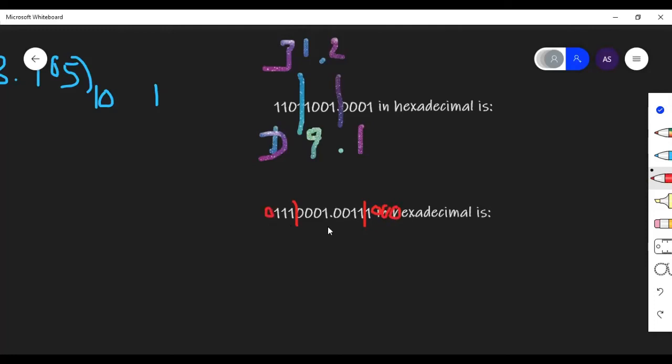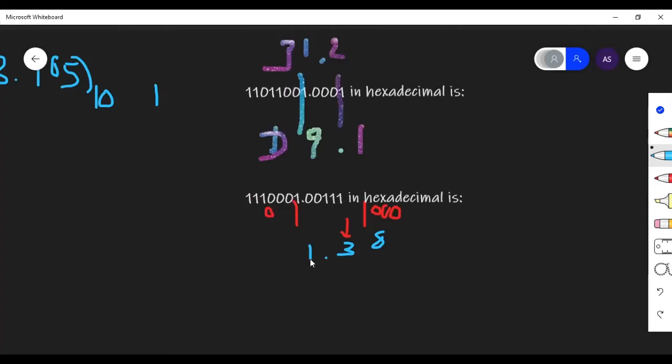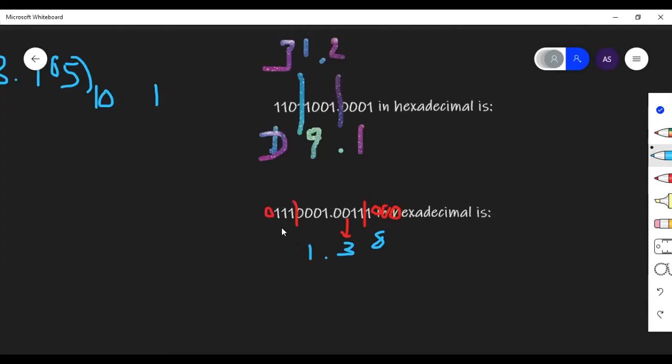Okay. So now, according to the table I have in front of me, 0, 0, 1, 1 is 3. 1, 0, 0, 0 is 8. Point. 0, 0, 0, 1 is 1, and 0, 1, 1, 1 would be 7. So 71.38 is the value of this binary.